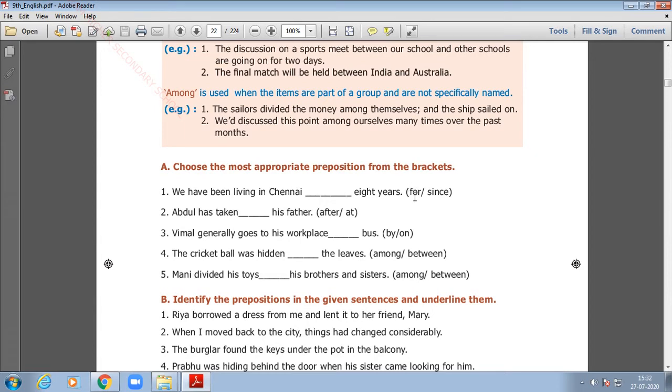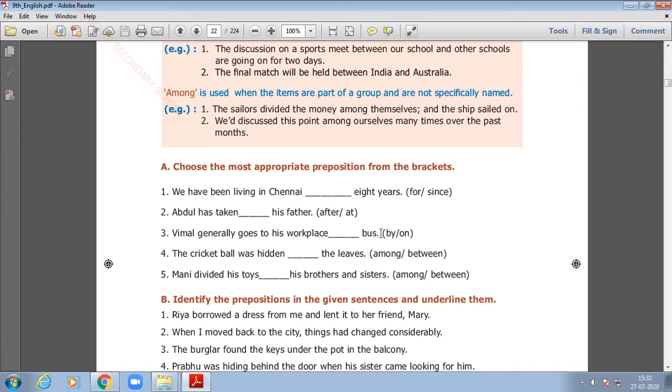And "for" is a word of particular time. Okay, in this way you will have to go, and whatever is not suitable, you will have to remove. And here also, after, at. Okay, Vimal generally goes to his workplace dash bus.